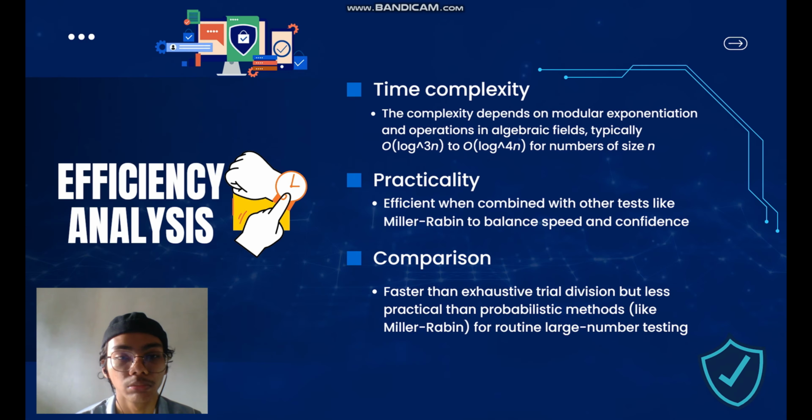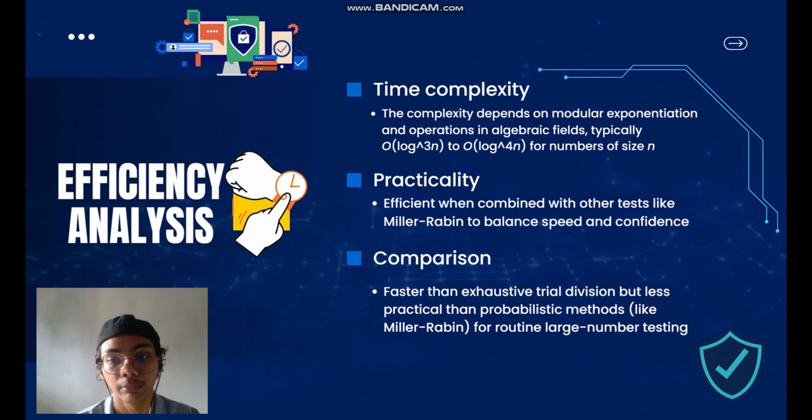And I will be presenting the efficiency analysis. Okay, there are 3 points that we can get. Firstly, time complexity. The complexity depends on modular exponentiation and operations in the algebraic field, ranging from O(log^3 n) to O(log n) for numbers of size n. Practicality, efficient when combined with other tests like Miller-Rabin to balance speed and confidence. And lastly, comparison, faster than exhaustive trial division, but less practical than probabilistic methods like Miller-Rabin for routine large number testing.